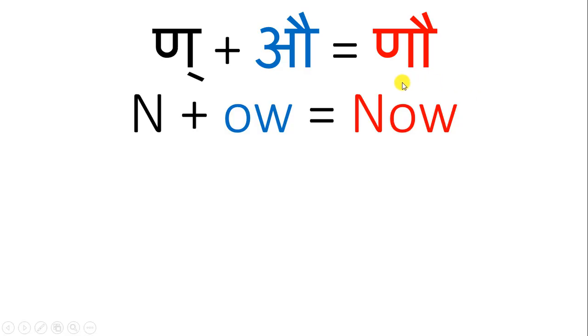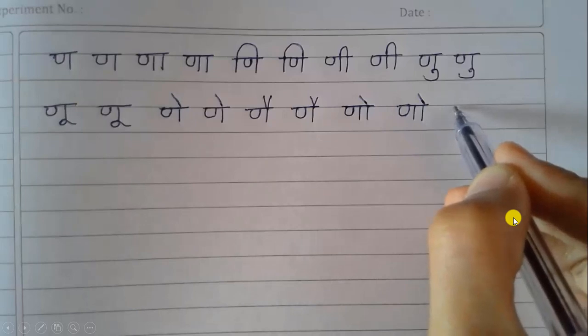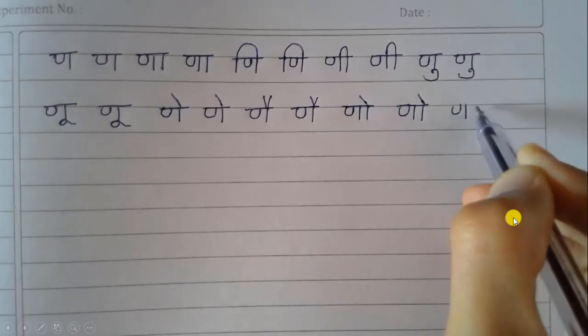Next sound is Nau, and Nau is obtained when you add N to Au. N plus Au equal to Nau, and Nau is written like this.